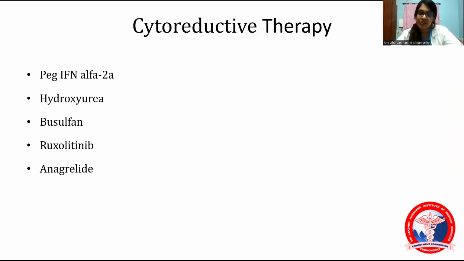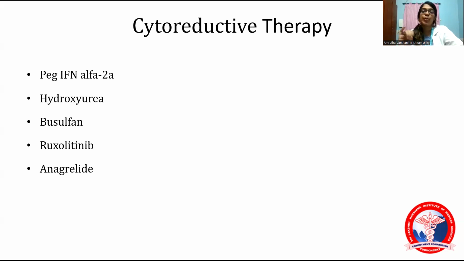Now we will look at cytoreductive therapy. I've just mentioned the names of these drugs. There is pegylated interferon alpha 2A. This drug was initially used as the drug of choice for polycythemia vera, but there are advantages as well as disadvantages. One advantage of pegylated interferon alpha is that in patients who have a very big spleen, it is known to reduce the spleen size. Also, patients with pruritus have found significant relief with interferon alpha.